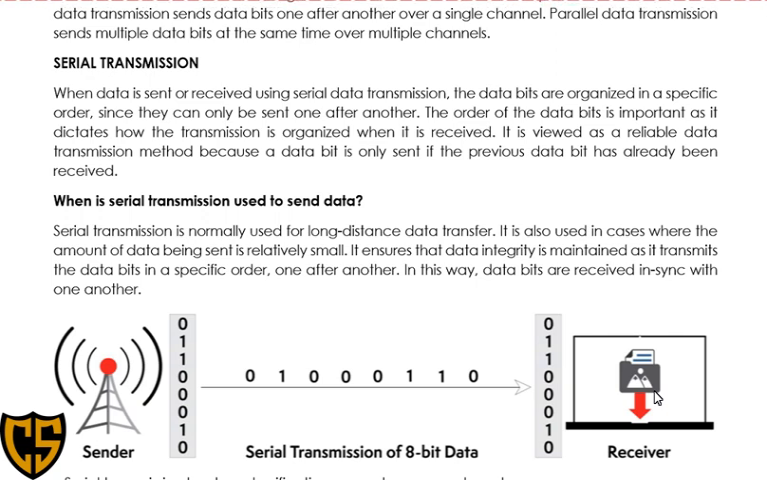Serial transmission is normally used for long-distance data transmission. It is also used in cases where the amount of data being sent is relatively small. It ensures that your data integrity is maintained as it transmits the data bits in specific order after one another. So in this way, data bits are received in sync with one another.